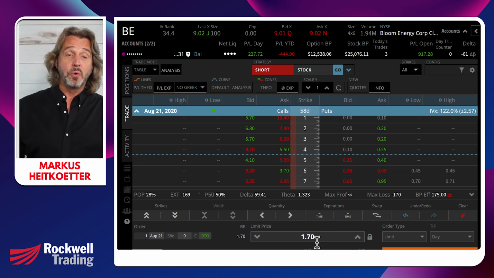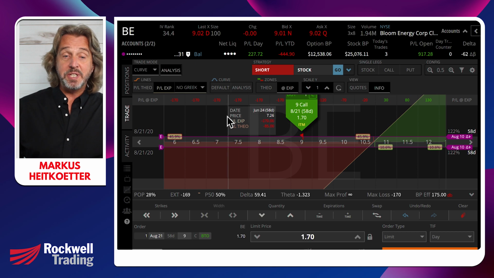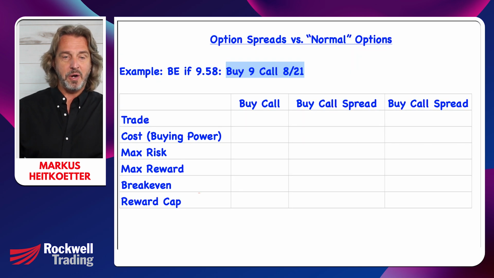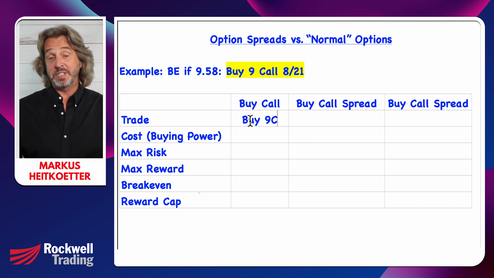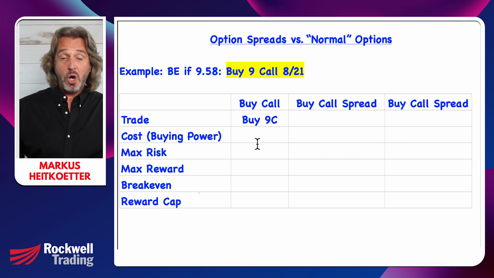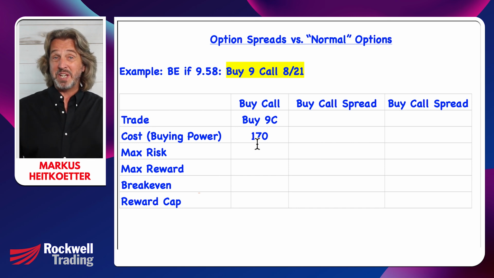Now, here's the really cool thing. When buying a call, here is what happens. If we just buy the 9 call, you will see that our maximum risk is $170. It might be difficult to see here, so I want to write this down. The trade would be to buy a 9 call, so I just say 9C. The cost, we said, is $1.70. Options come in 100 packs, so you have to bring $170 to the table. This is how much money you need at least in your account to trade one option.